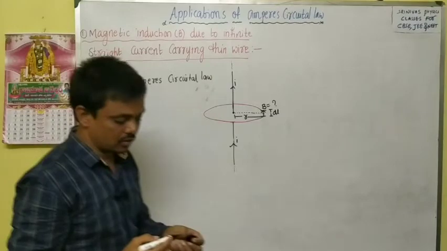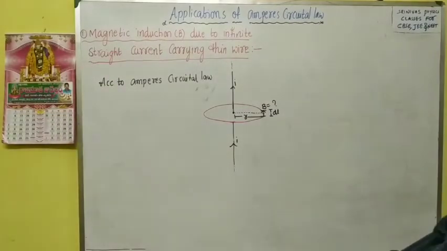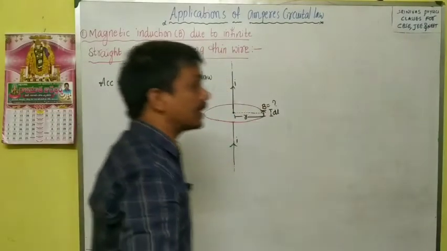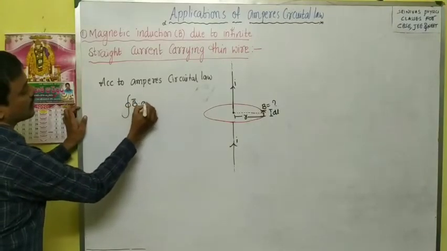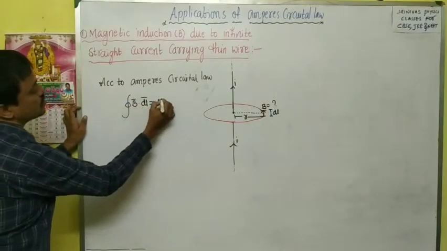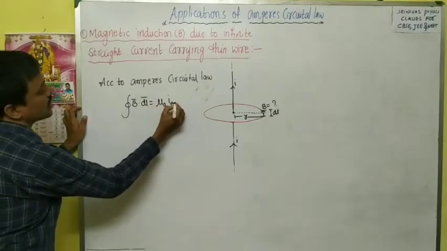What is Ampere's circuital law? Ampere's circuital law states that the line integral of magnetic induction, that is integration B bar dot dl bar, is equal to mu naught times the enclosed current.